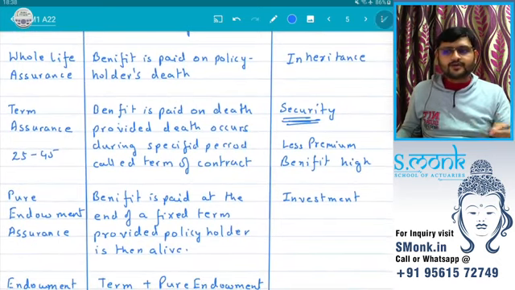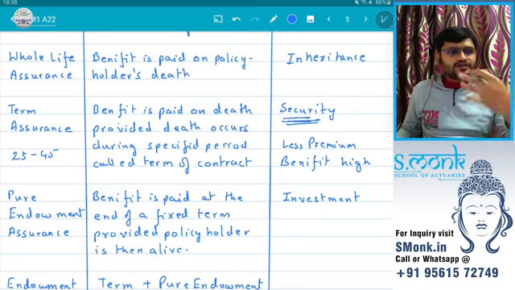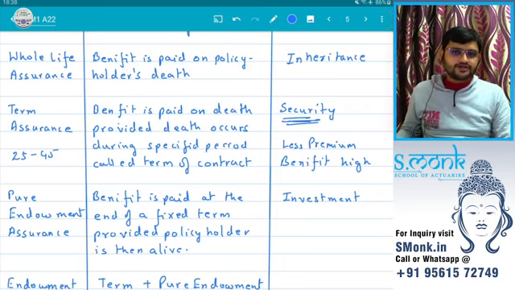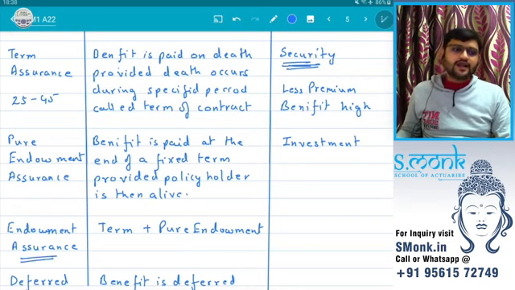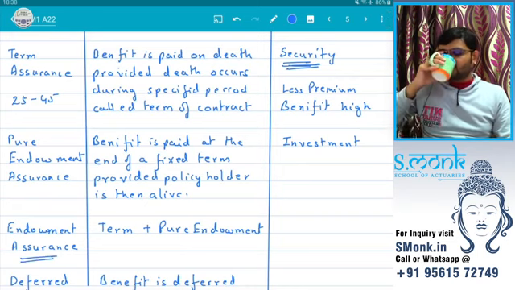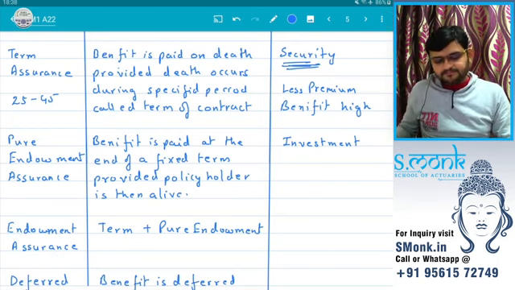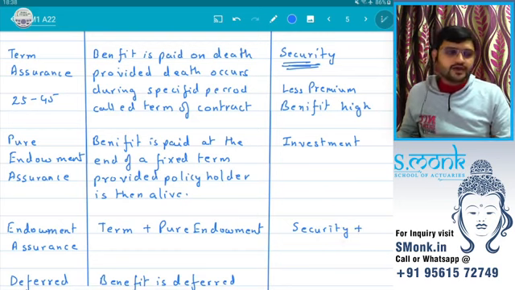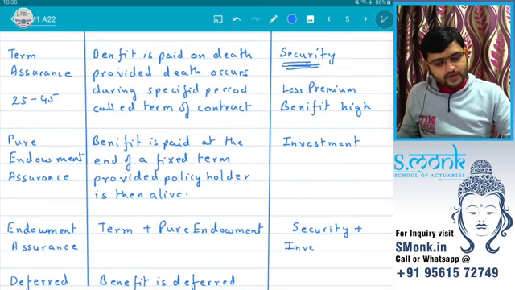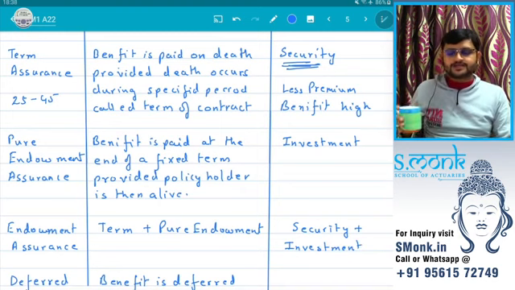Usually people have family, people have dependent people. So if I'm investing money, I would like to have returns in both cases. In both cases, if I want the investment to be returned, I will be taking an endowment policy. So people take endowment policy for security, because if death occurs before the time, then the benefit is paid, and if the person survives, then also benefit is paid. So this is security plus investment.